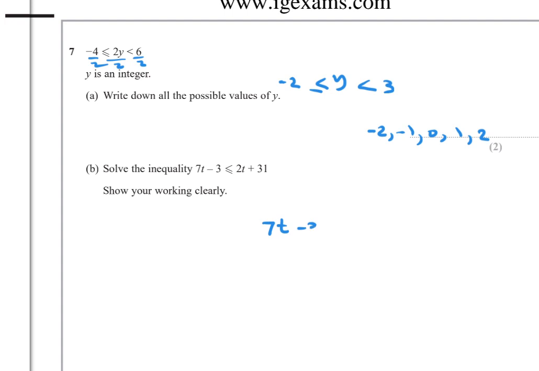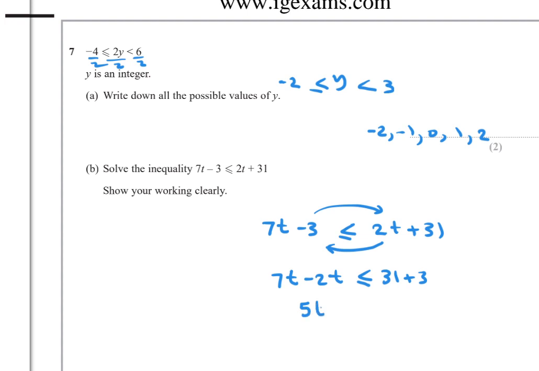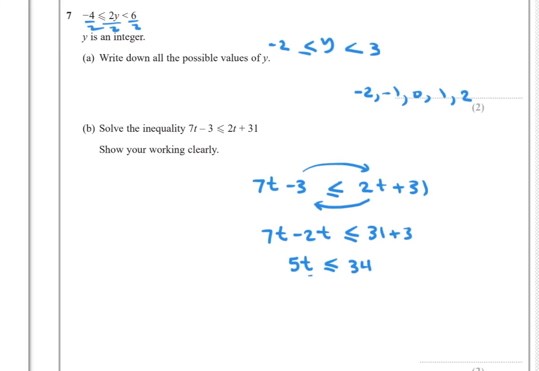Solve the inequality 7t minus 3 less than or equal to t plus 31. Now put t on one side and numbers on the other side. So 7t minus t less than or equal to 31 plus 3. So 5t less than or equal to 34. Divide by 5, so t is less than or equal to 6.8.